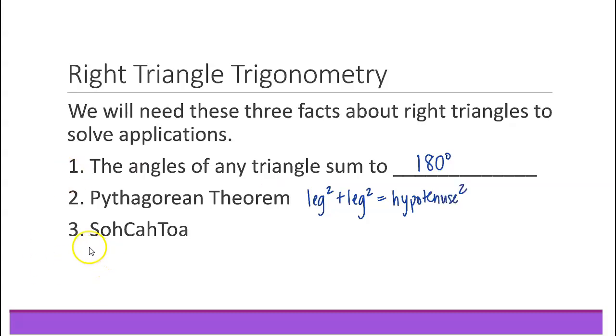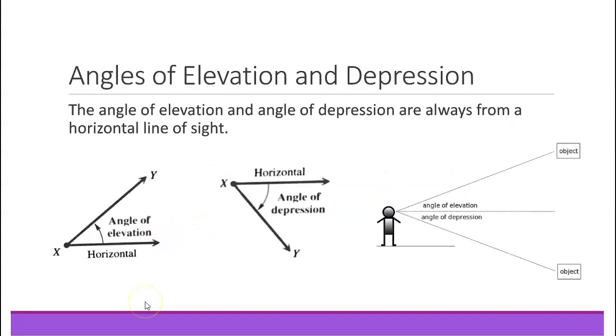And we have to know our SOHCAHTOA relationship. Sine is opposite over hypotenuse, cosine is adjacent over hypotenuse, and tangent is opposite over adjacent. Here's a little bit more vocabulary that we're going to need to be familiar with: the idea of angles of elevation and depression.